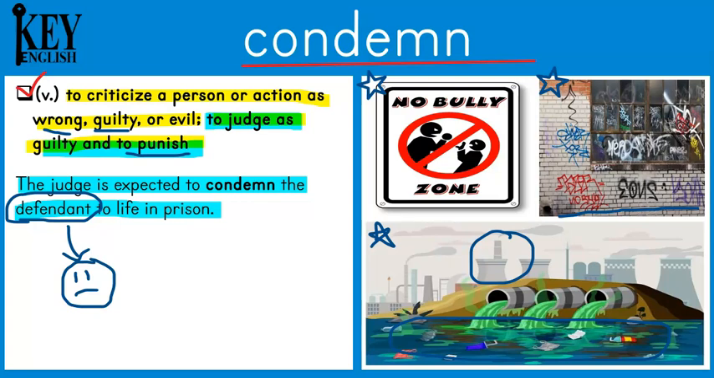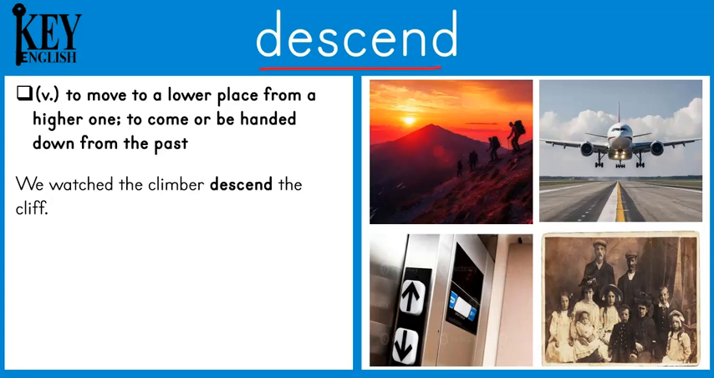The next word is descend. Descend is a verb and it means to move to a lower place from a higher one, to come or be handed down from the past. The example says, we watched the climber descend the cliff. So descend is just when you are going down. You were somewhere high and now you're going somewhere lower.